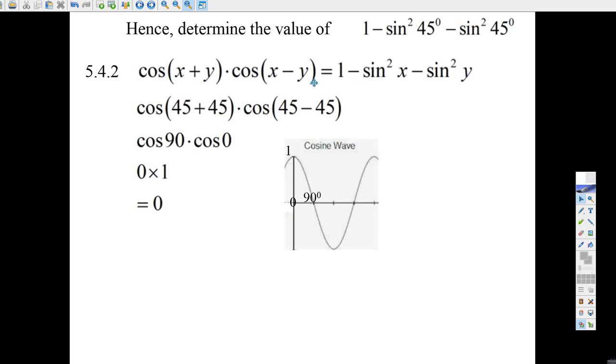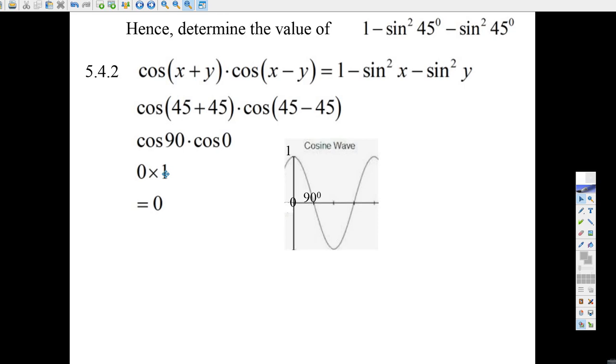Okay, so I'm looking at this, and I can use this part here and put x and y as being 45 degrees. So 45 plus 45 is 90, 45 minus 45 is 0. And now they said without a calculator, the cosine of 90 degrees is 0. The cosine of 0 is 1.